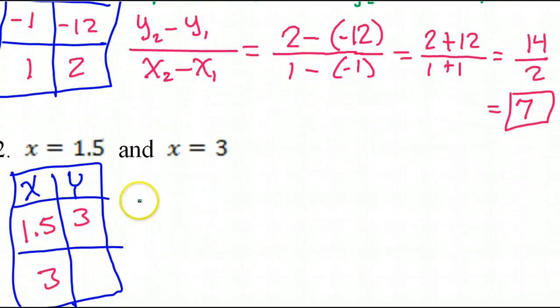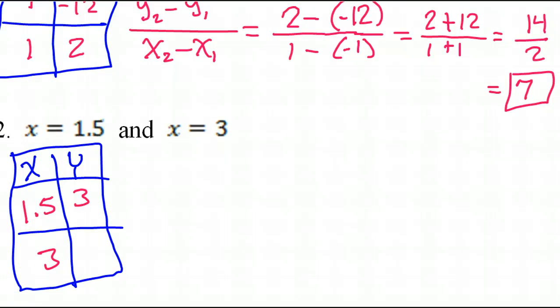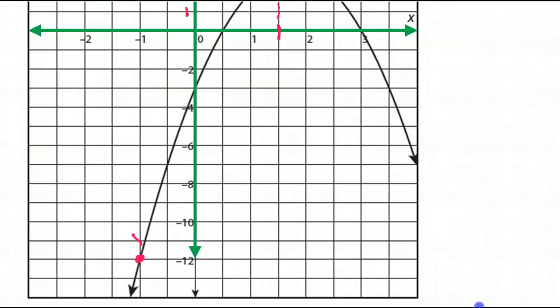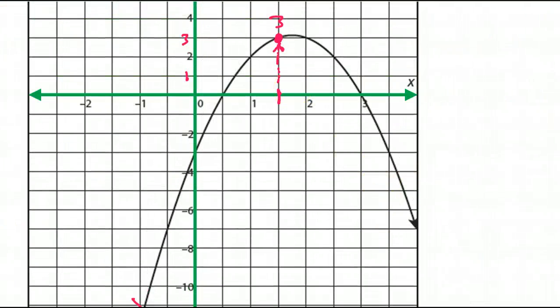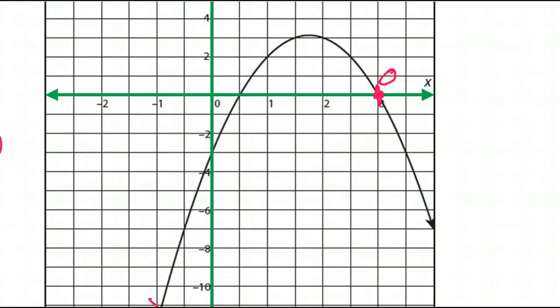Okay, next we need to look at an x value of 3. If I go over to an x value of 3, what do I see? An x value of 3 is right here, but I'm seeing that at an x value of 3, the function is on the line. So that is a y value of 0. So I've got 3, 0 going on here.